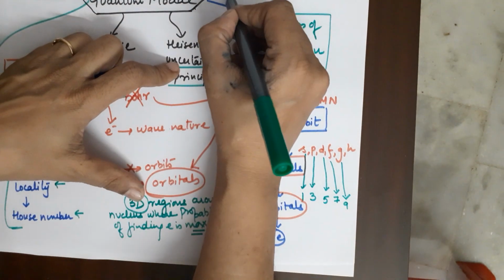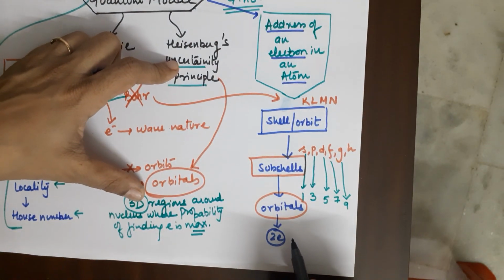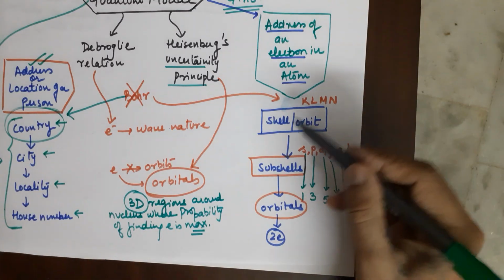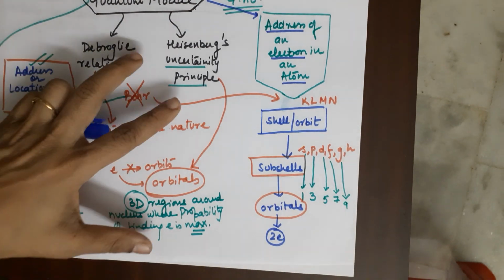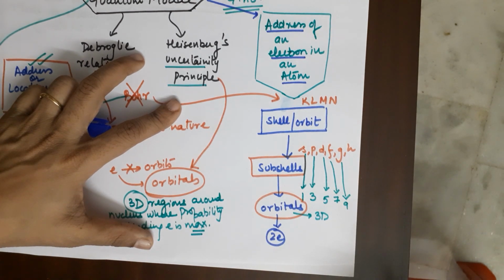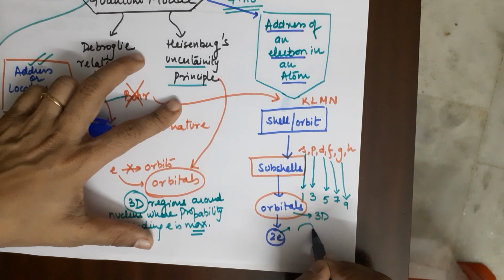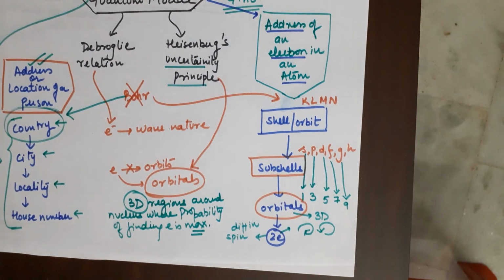So the quantum model gives us quantum numbers which help us to locate an electron from the shell to the subshell, from the subshell to the orbital, from the orbital to the electrons. Orbitals are 3-dimensional in shape, and inside each orbital you have only 2 electrons. One electron is spinning clockwise, the other is spinning anti-clockwise, so these 2 electrons differ in spin. This is the outline of the quantum model.